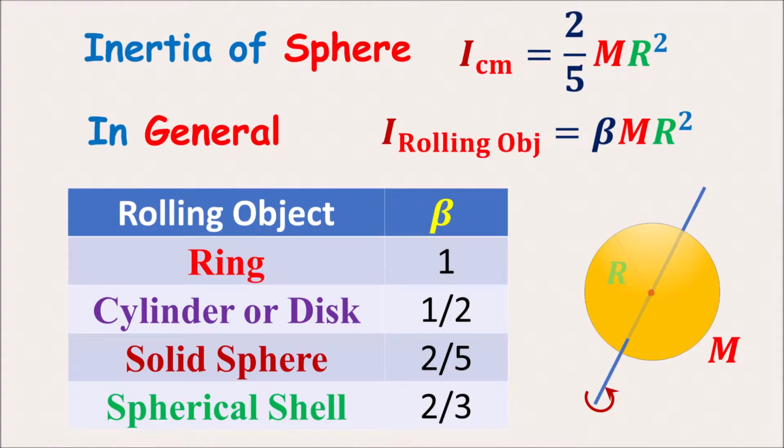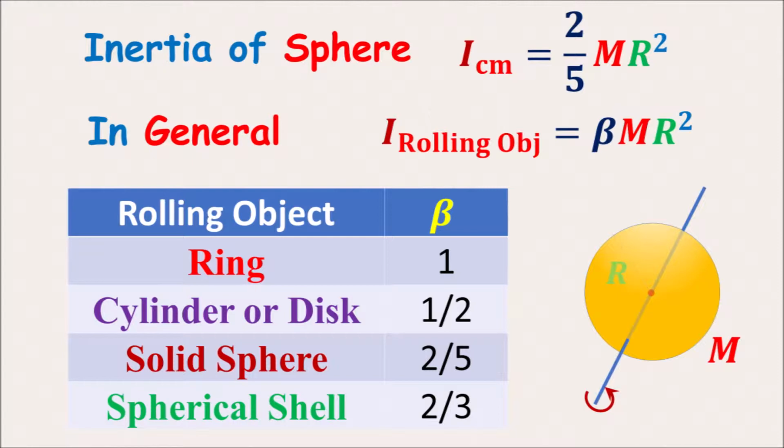Hi, in this video, we will first derive the formula for rotational inertia of a uniform solid sphere around an axis passing through its center by integrating r squared dm and get I equal to 2/5 mr squared. Then we generalize the formula for rotational inertia of any round object of mass m and outside radius r around its axis of symmetry as beta mr squared by introducing the parameter beta.